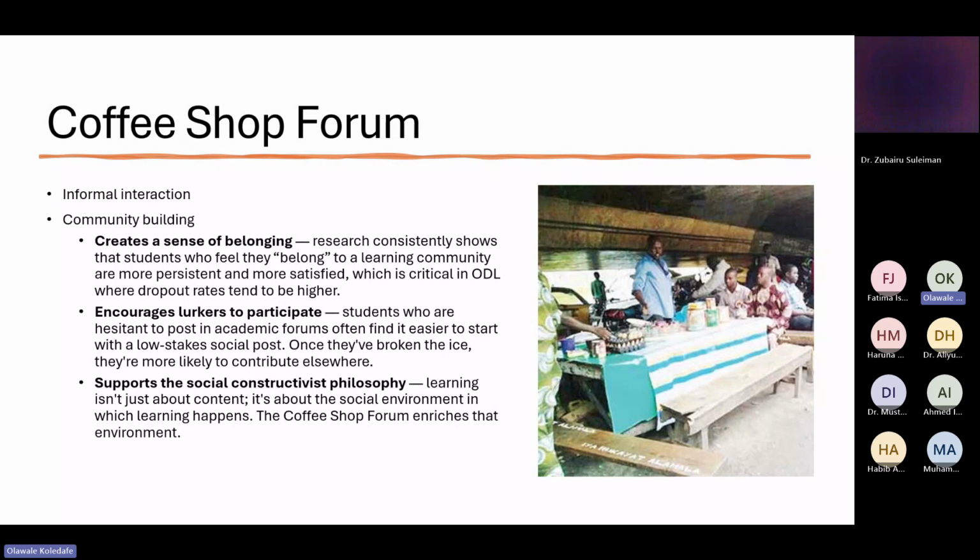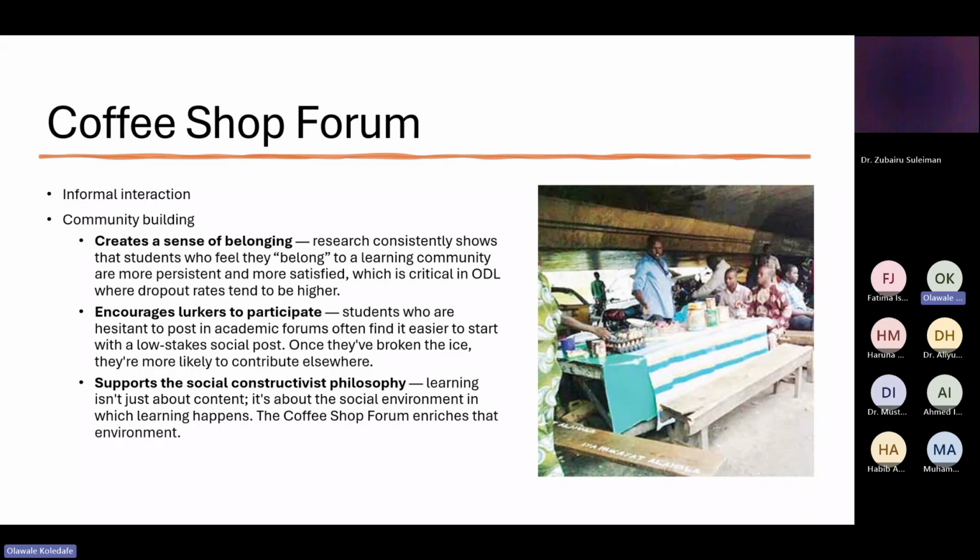While you are waiting to be served, and maybe they are boiling eggs for you or frying eggs, making your bread, sipping your tea, you have fantastic things to talk about. Some people talk about a lot of various topics. It's very open. All right. And that is where it got its name from. So the name itself is intentional, being a coffee shop. Some people call it water cooler, some people call it student lounge. So it signals to learners that this space is different from an academic forum.